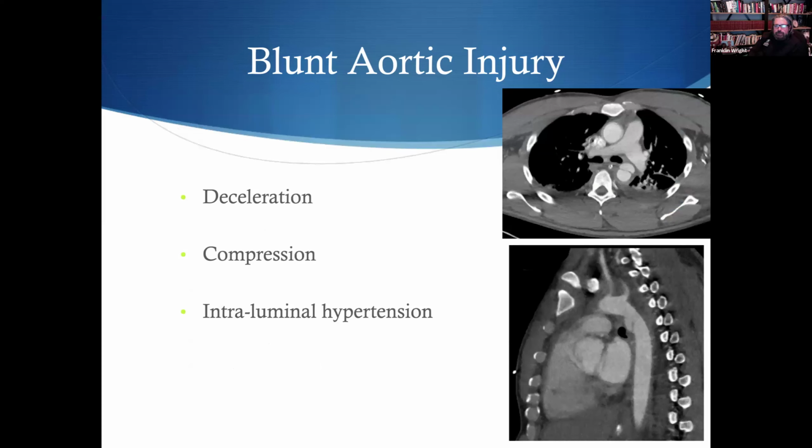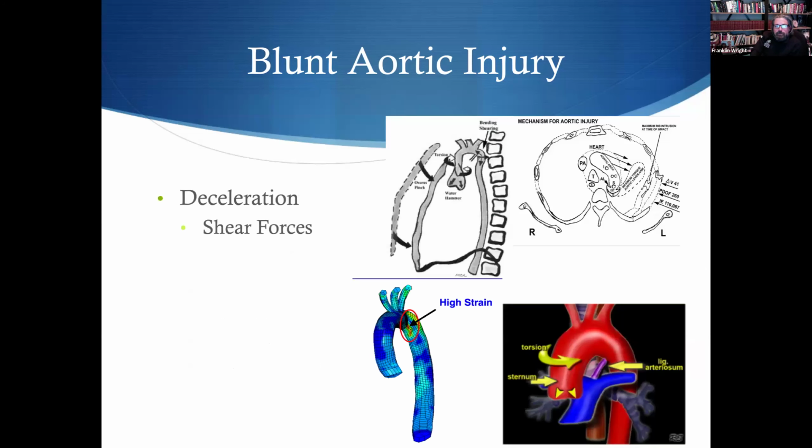So blunt aortic injury, the big three mechanisms of how aortas are injured, again focusing more on the blunt trauma side, are deceleration injury, compression injuries, or intraluminal hypertension. So I'll go through each of those. The deceleration are these shear forces. So part of it is, the sternum is compressed, the root of the aorta torques, and you get a lot of bending and shearing, especially at the ligamentum arteriosum.